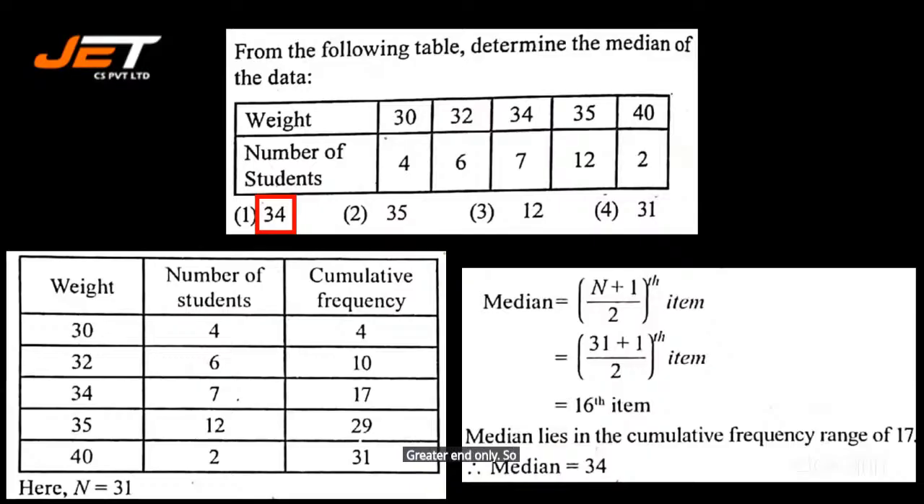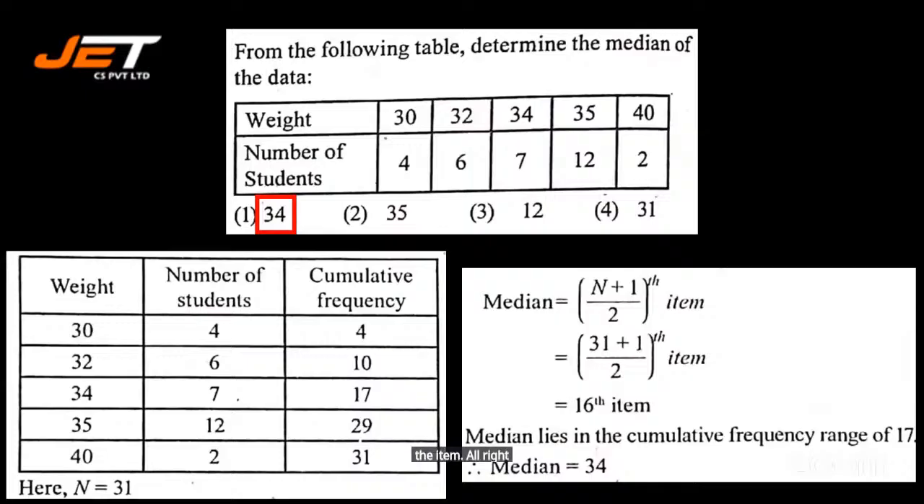So to determine the median, you should take 17, whereby the weight is 34. So that is how your answer is 34. Is it clear? So you need to first take the weight, find the number of students, take the cumulative frequency of the students, and then use the formula. If it is odd, you should use n plus 1 by 2th item. If it is even, then it is n by 2th item.